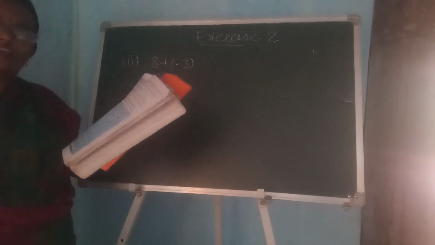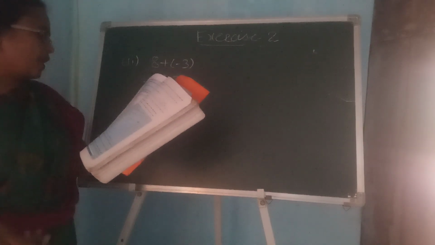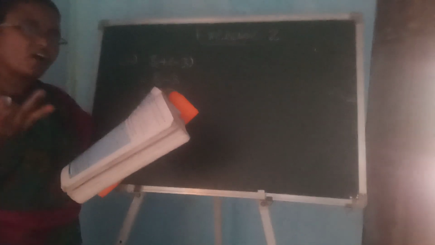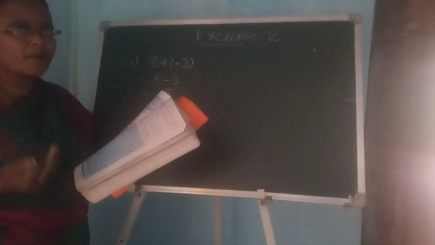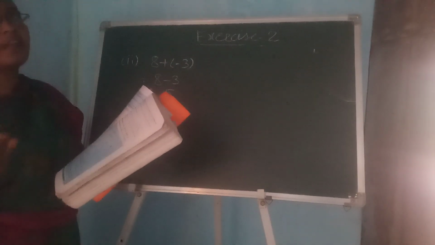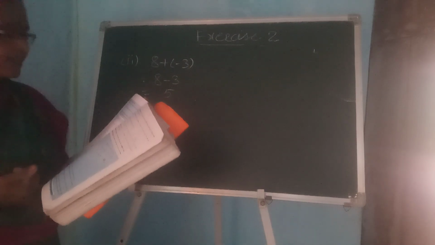11 plus 3 is 14, the simple one. And the fourth one, in a similar way, 14 plus of minus 6. Plus into minus is minus, 14 minus 6. So 14 minus 6 becomes 8.